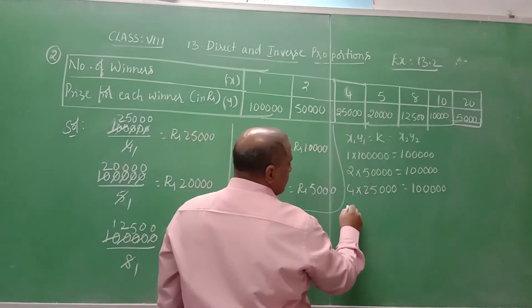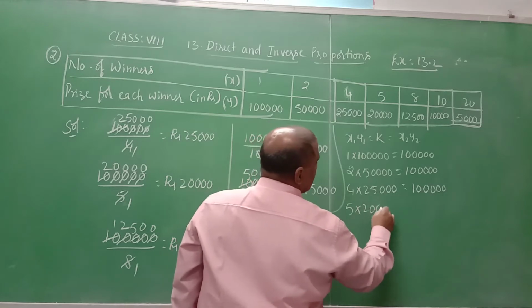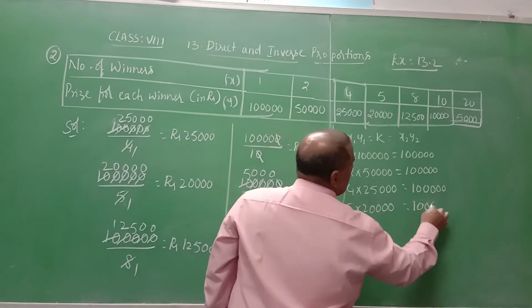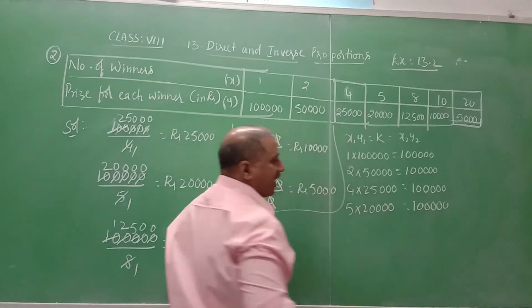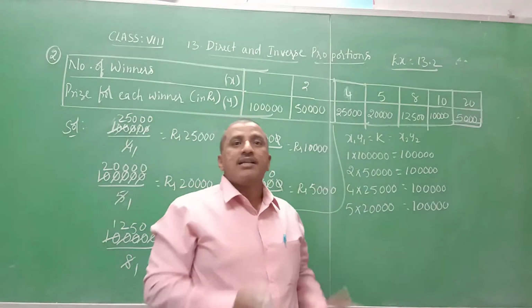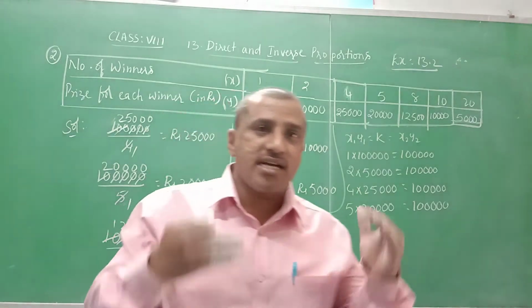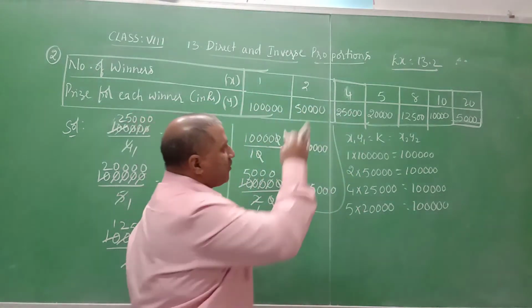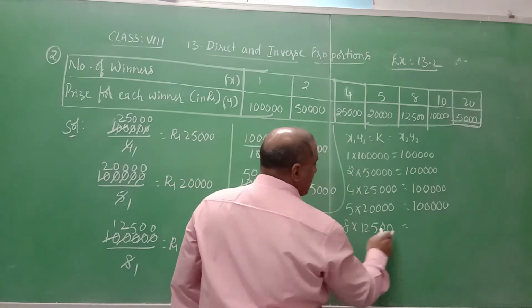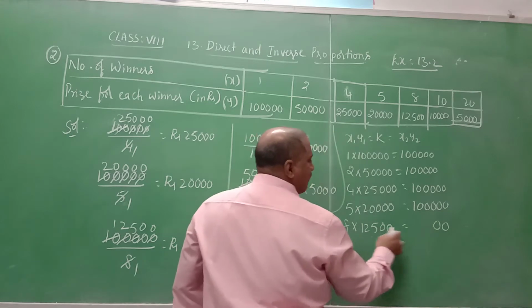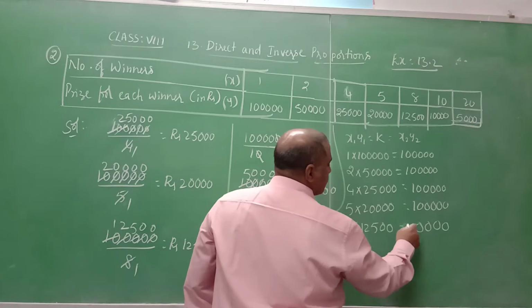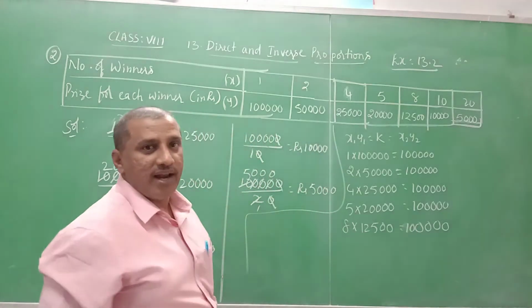Now 5 into 20,000. 5 twos are 10 and keep 4 zeros. How much did we get as the product? It is again 1 lakh. All the products are the same. Why are we getting the same? Because the same amount is equally distributed among all the winners. Now check for 8 into 12,500. 8 fives are 40, 4 is there, 8 twos are 16 plus 4, 20, 8 ones are 8 plus 2, 10. So this is also 1 lakh.